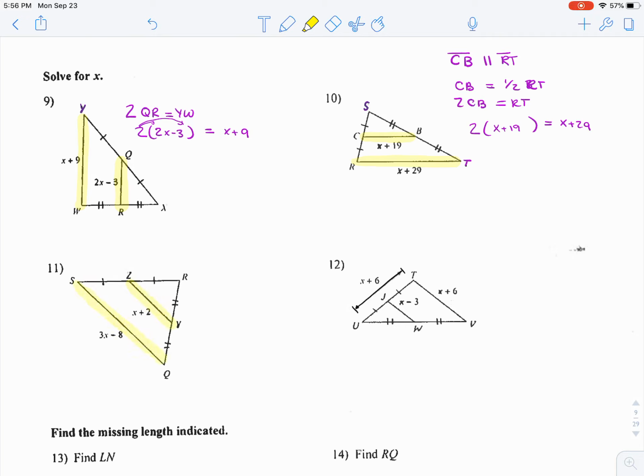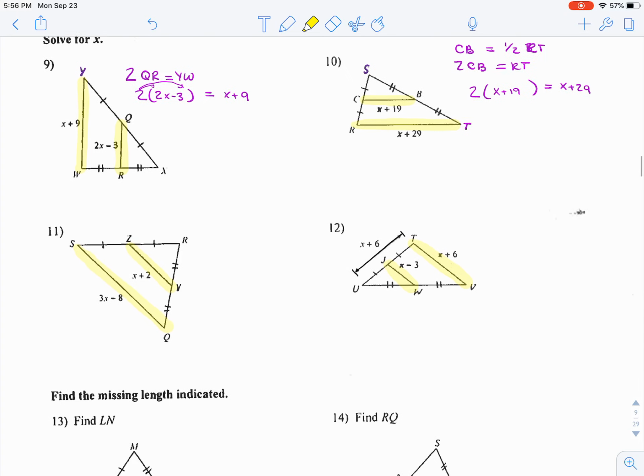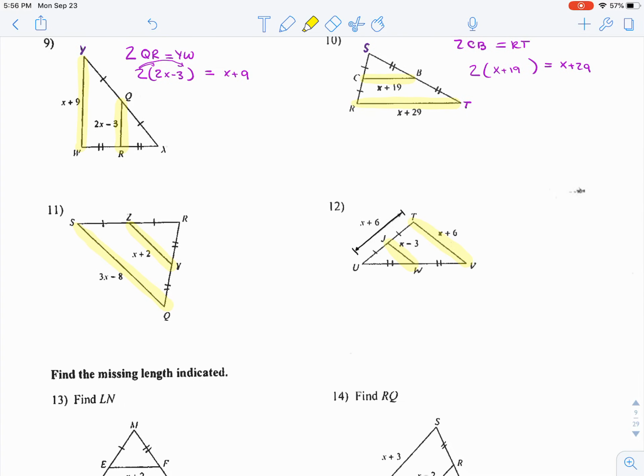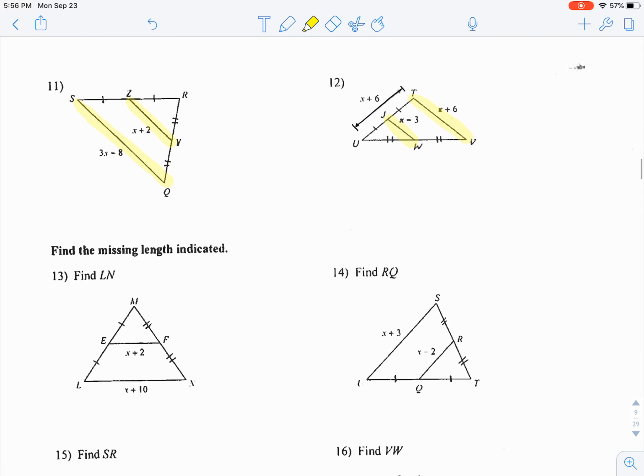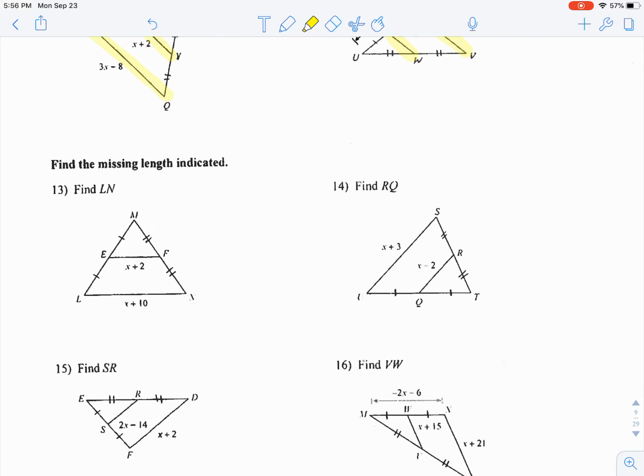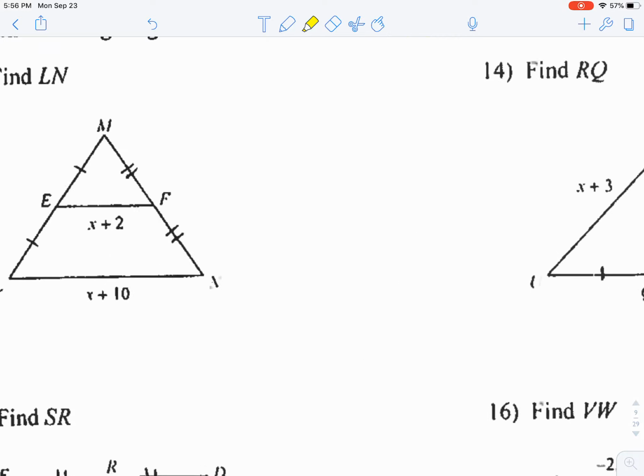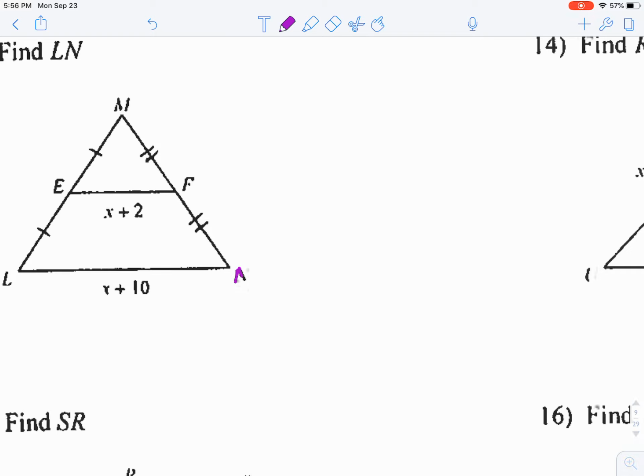For 11, I've highlighted your mid-segment and third side. For 12, I've highlighted your mid-segment and third side. What is the process? Double your mid-segment, set it equal to the third side. Here, these problems are just like the problems above, except it asks us to find LN. So we're not just solving for x, we're going to solve for x and then plug it back in.